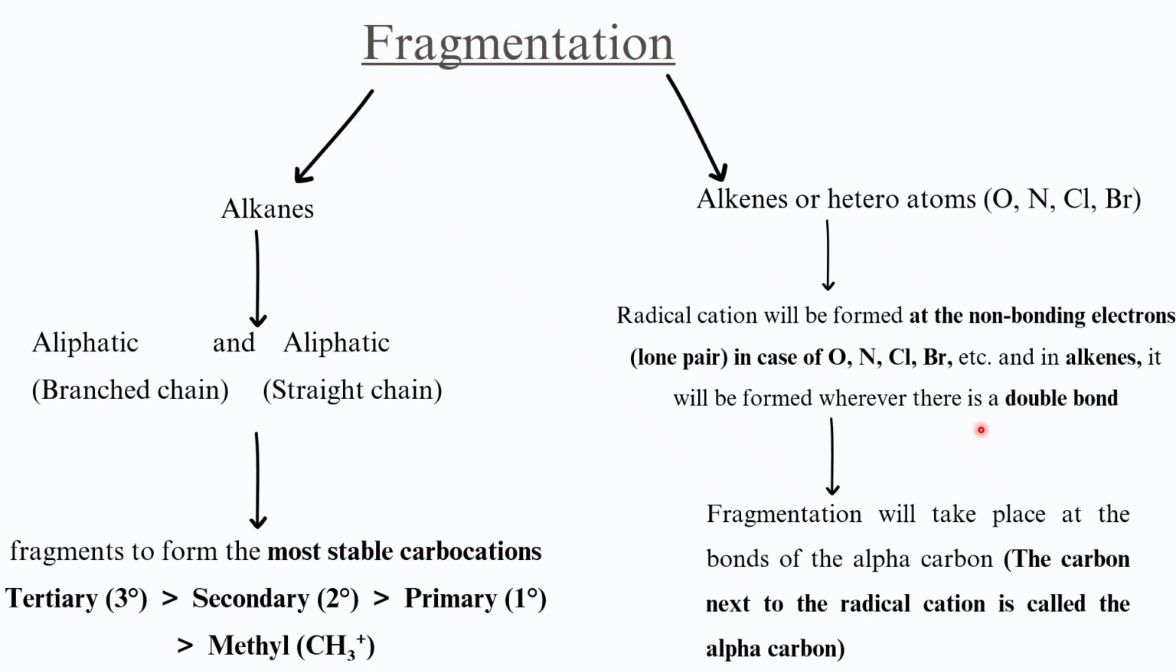So this is the conclusion. Whenever you have fragmentation, check if it is an alkane, and follow the stability of the carbocation in order to carry out the fragmentation. But when you have alkenes or any heteroatom present, then you will look for the pi bond or the lone pair, depending upon which one is present, and then you will do the respective ionization. And after that ionization, you will do the fragmentation following alpha fission.